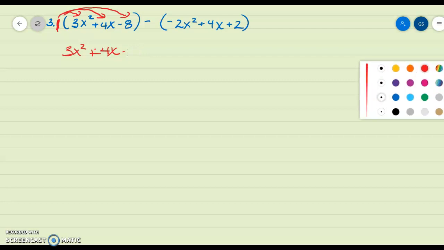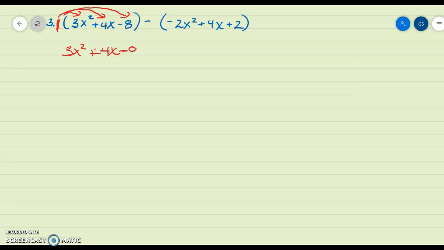This pen. Minus 8. There we go. Now, when we put the 1 in front of the second set of parentheses, we're really multiplying by a negative 1 here. It happens every time in subtraction. Negative 1 times a negative 2 is a positive 2x squared. Negative 1 times a 4x is a negative 4x. And negative 1 times 2 is a negative 2.